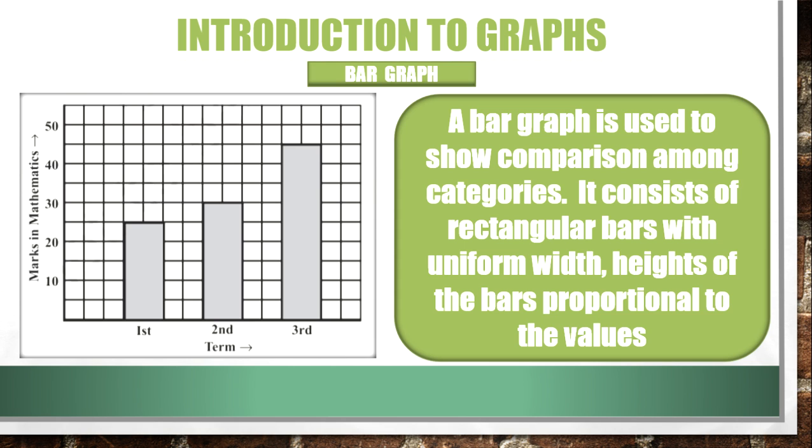For example, here on x-axis we have taken first term, second term, third term, and on y-axis we have taken marks in mathematics. So in the first term the marks were 25, in the second term the marks were 30, in the third term the marks were 45. So this is about a bar graph.